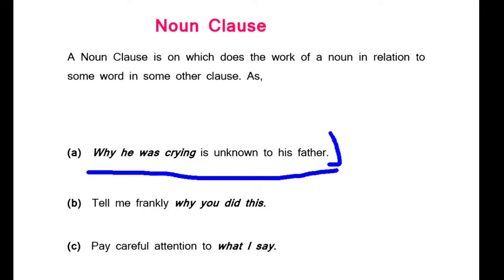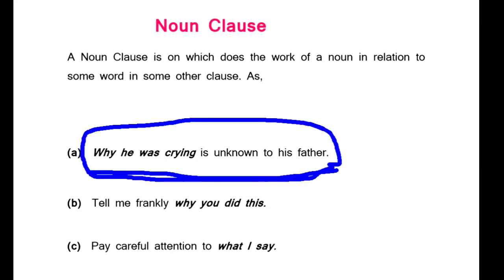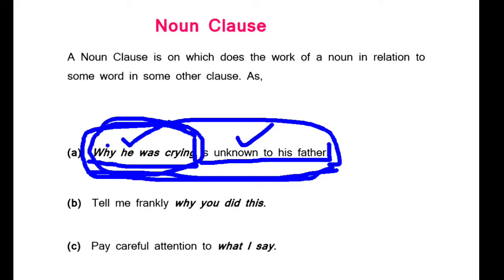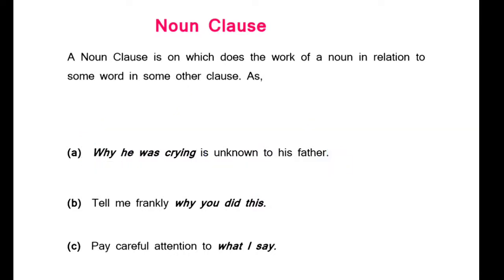Now let's examine the sentences. "Why he was crying is unknown to his father." This is the whole big sentence. "Why he was crying" is a clause, and "is unknown to his father" is a clause. "Why he was crying" is a subordinate clause, and "is unknown to his father" is the principal clause. So what subordinate clause is this? This is the subordinate noun clause, because this subordinate clause does the work of a noun.